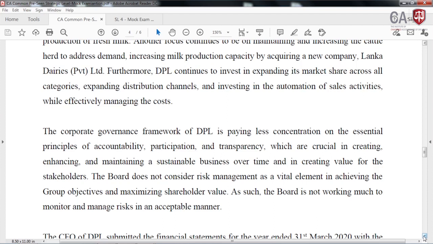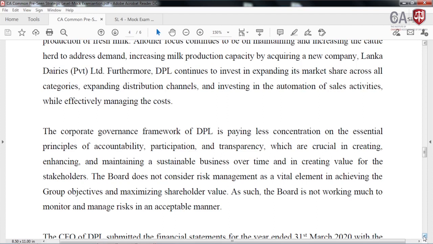The corporate governance framework of DPL is paying less concentration on the essential principles of accountability, participation and transparency, which are crucial in creating, enhancing and maintaining a sustainable business over time and in creating value for the stakeholders.